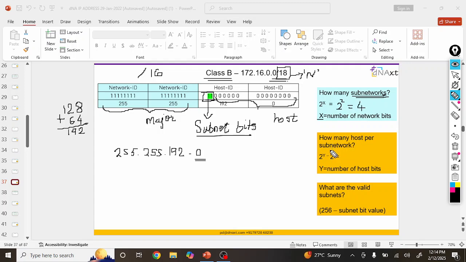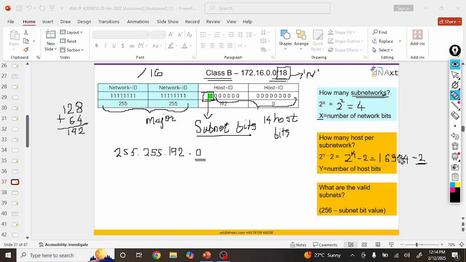How many hosts per subnetwork will we get? We have 14 host bits, so 2 to the power 14 minus 2. Now what is 2 to the power 14? It comes out as 16,384 minus 2, as we always subtract the number 2 from the number of hosts.